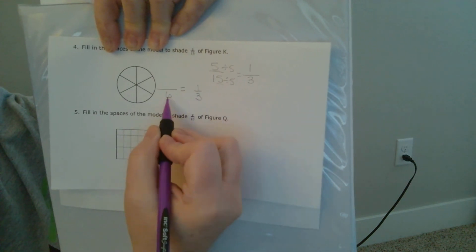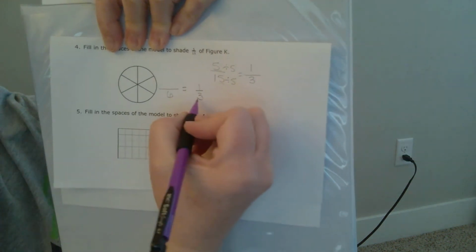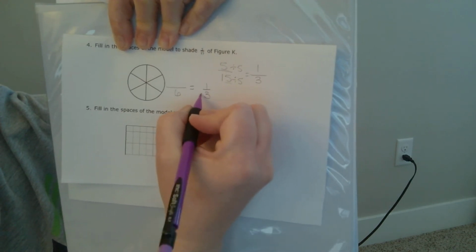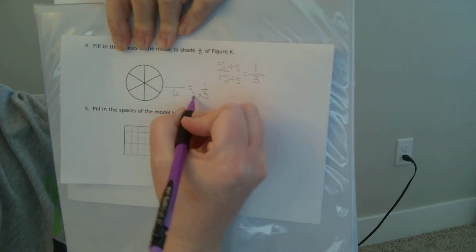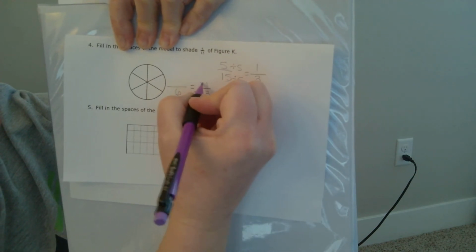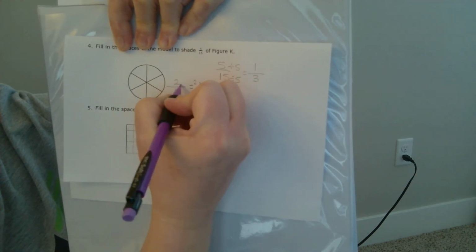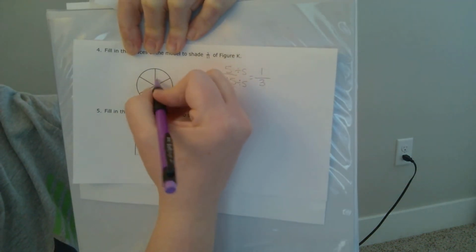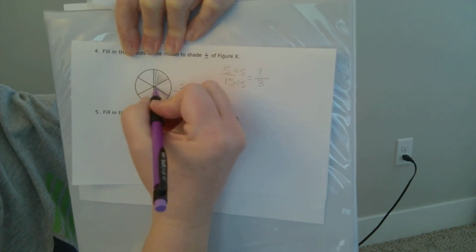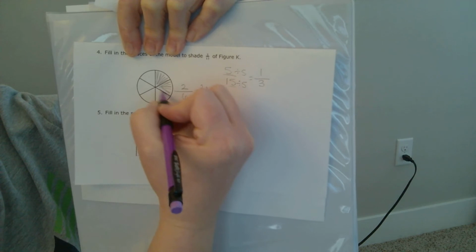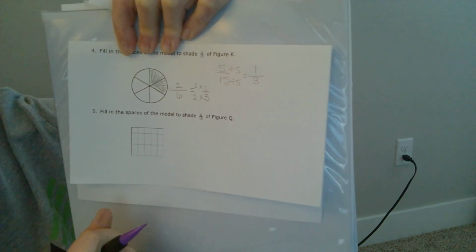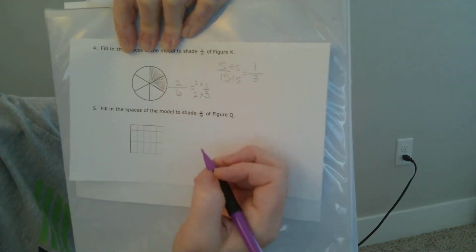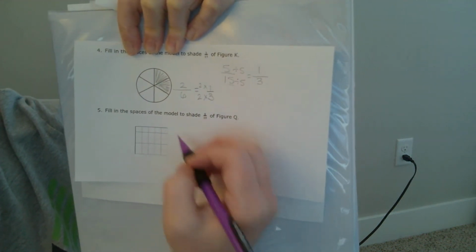Okay, so 1/3 equals how many sixths? 3 times what is 2? Oh, sorry, gave you the answer. 3 times what is 6? That's right, times 2. 3 times 2 is 6. 1 times 2 is 2. So I need to shade in 2 of the pieces of pie. Right? And for the last one here, you can barely see that line, huh?